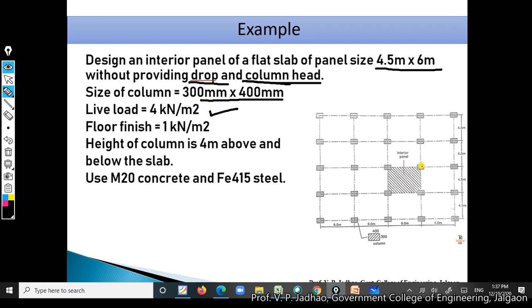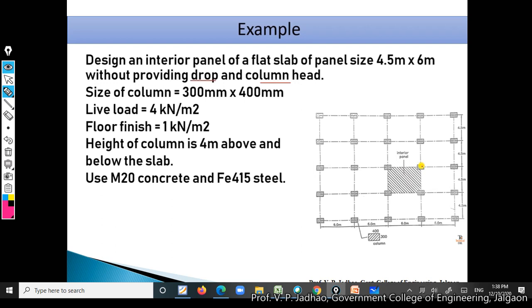Live load on this particular slab is 4 kilonewton per meter square. Floor finish is given as 1 kilonewton per meter square. Height of column is given as 4 meter. And use M20 concrete and Fe415 steel. So this is our design problem for which we have to design this particular flat slab.